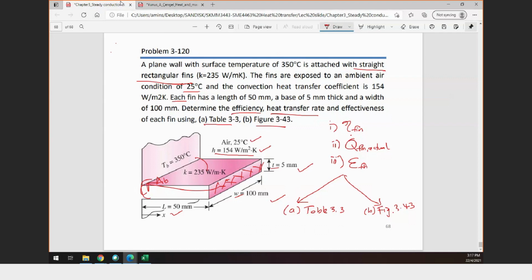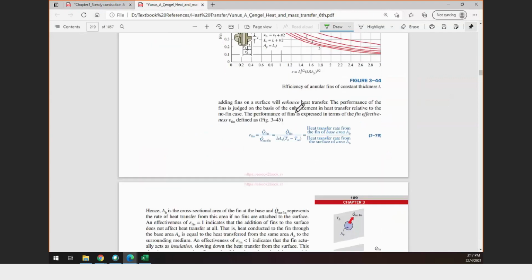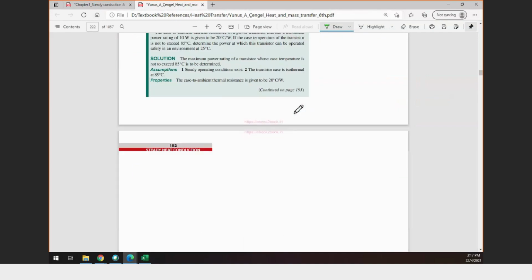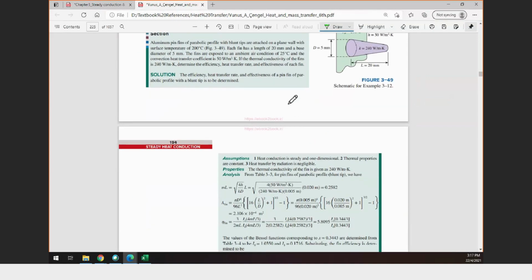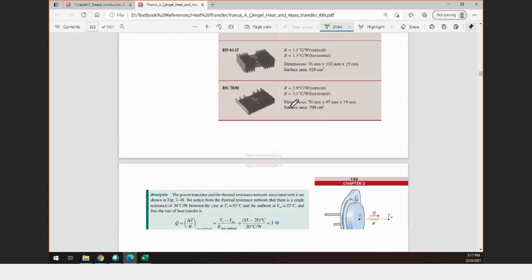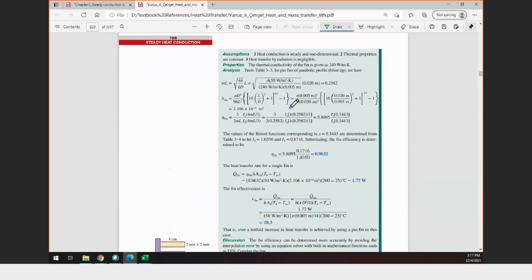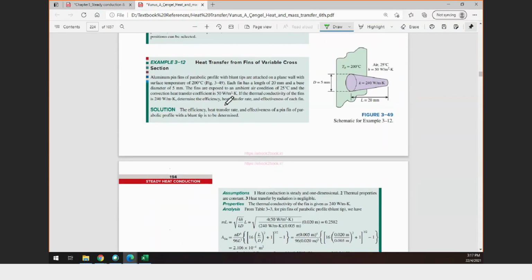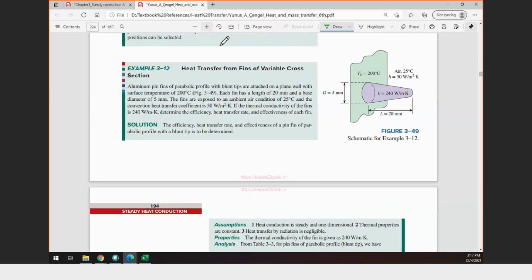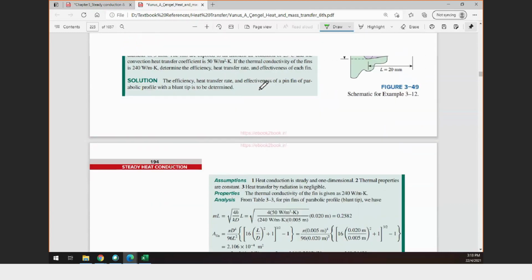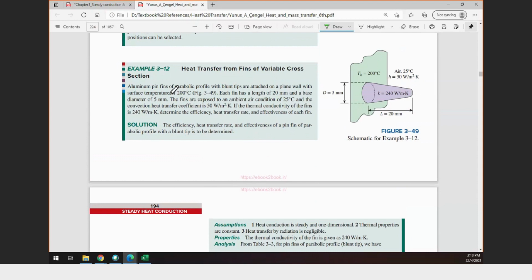In fact, if you go to the textbook, the information given is quite clear. Where is the calculation of fin effectiveness and fin efficiency? This one, example 3.12. So they're using this parabolic pin fin. Sorry, this is not a fin, this is a pin fin.